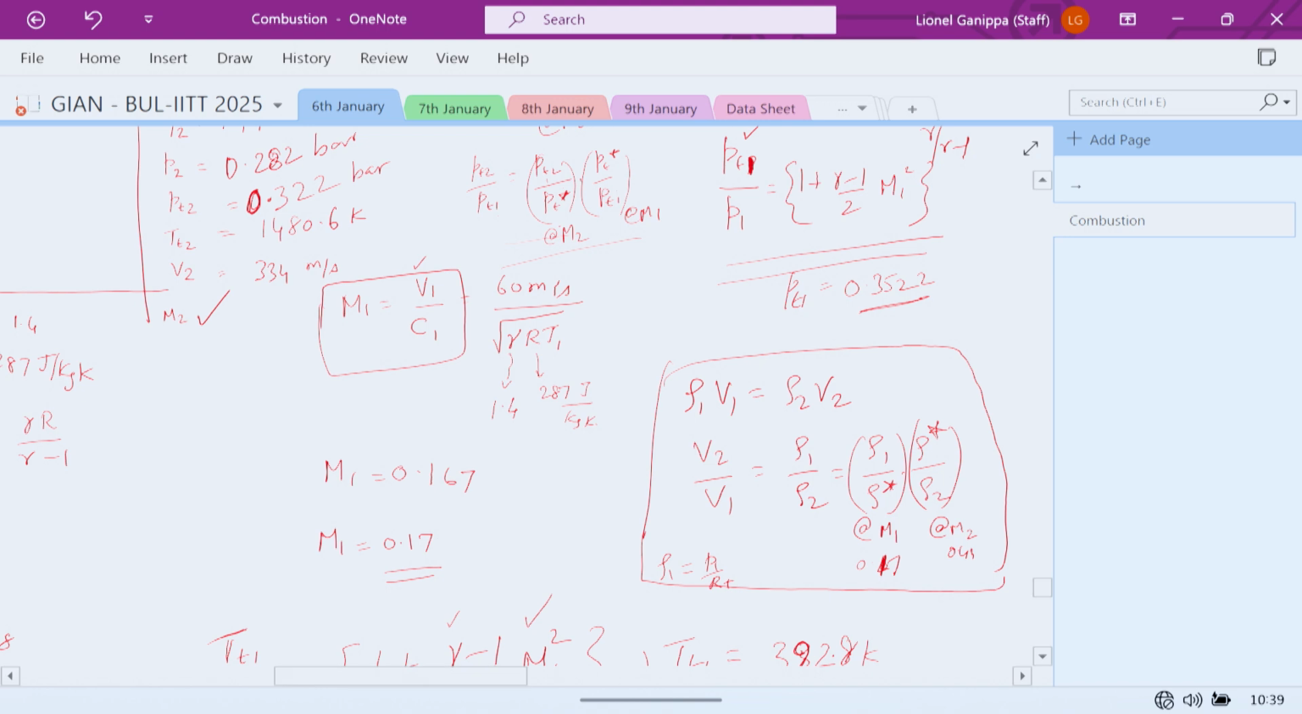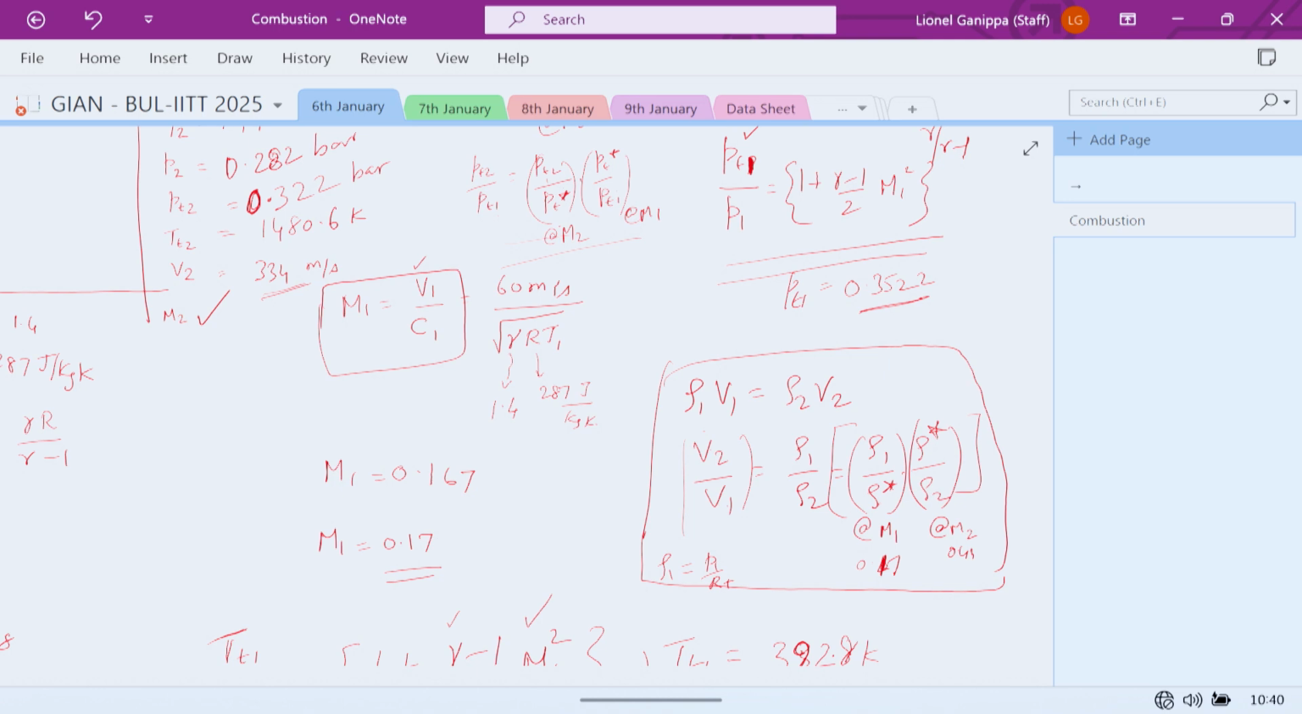Or no, you don't need to do it. You can directly equate this V2 by V1 to this term. Is that clear? So V2 by V1 is equal to rho 1 by rho star into rho star by rho 2. 331. Which method? This method. The Mach number is equal to, yeah, okay. So something in that range, 331.2, 3, 4, something.